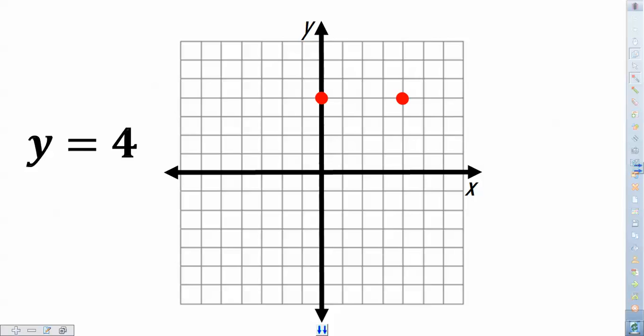We could pick this point here, which has a y-coordinate of 4. Or maybe a point here, or here, or here, or here. It doesn't even have to be on these grid lines. How about right there, halfway there? So notice as we keep on making more and more points, all these points working together just create that line of y equals 4.